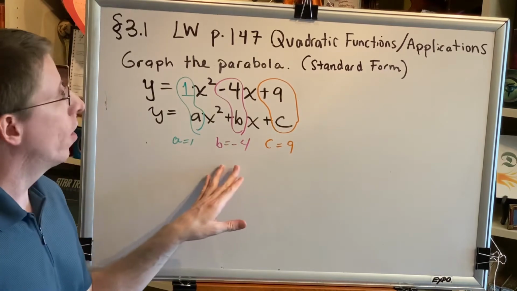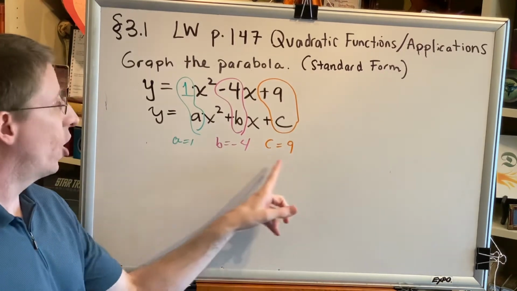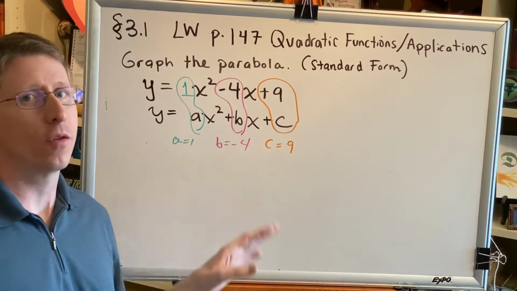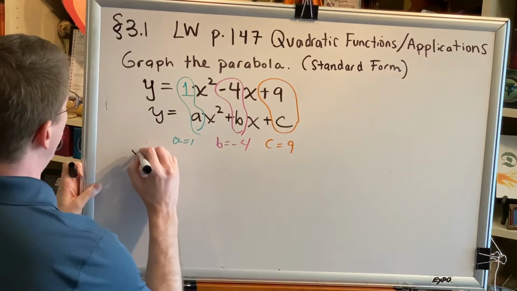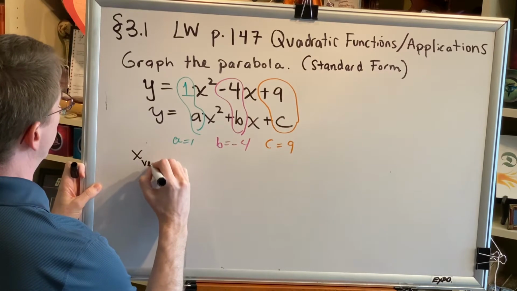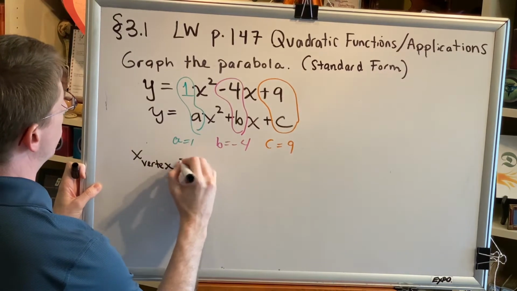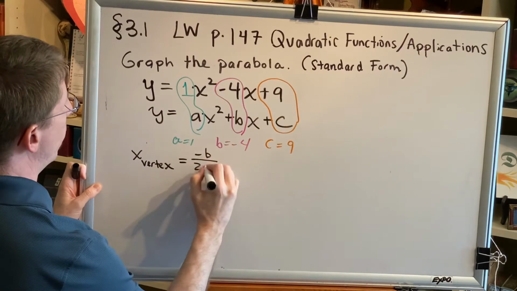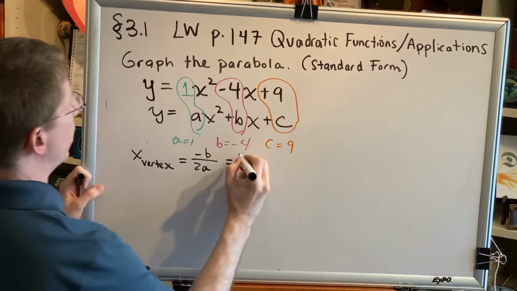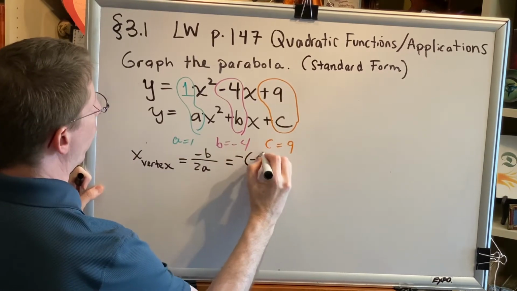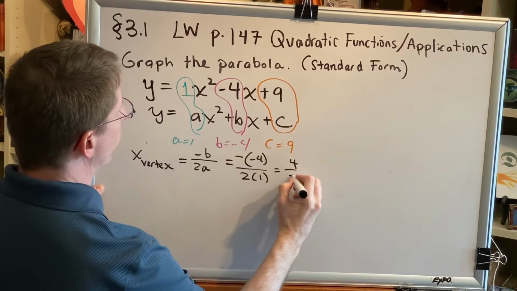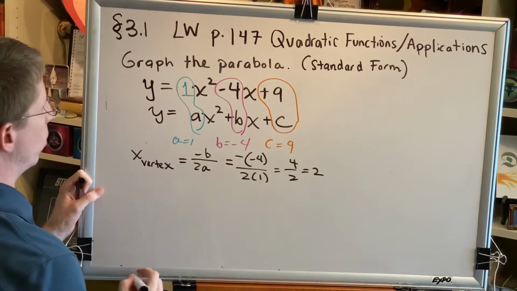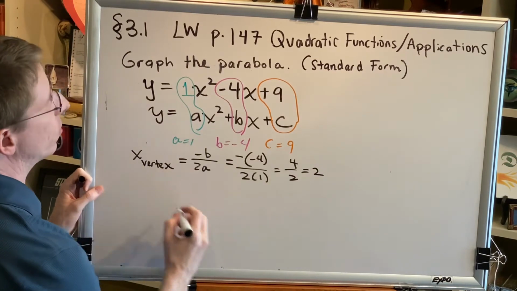Now, remember, the vertex is h and k, and we don't have h or k for this problem, but what we do have is a formula. The x coordinate of the vertex is equal to opposite b over 2a, which for this problem is opposite -4 over 2 times 1, which is 4 over 2, which is 2. So our vertex x is 2.